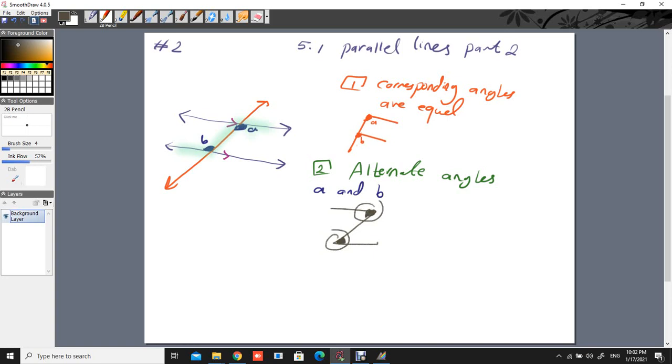So till now we took corresponding angles like F. Let's take A with C, corresponding angles. A with B, alternate angles. Let's say this angle E and G: E with G, alternate, it's like Z.